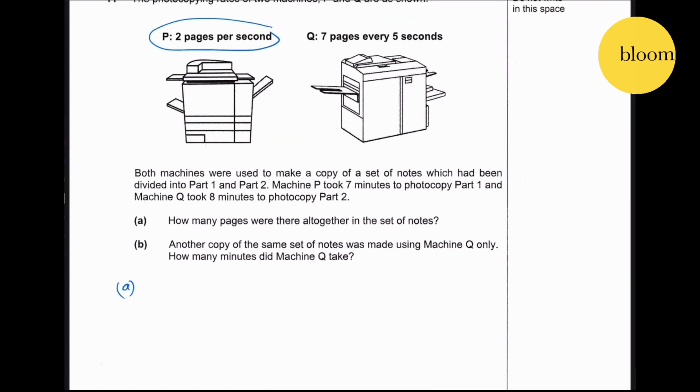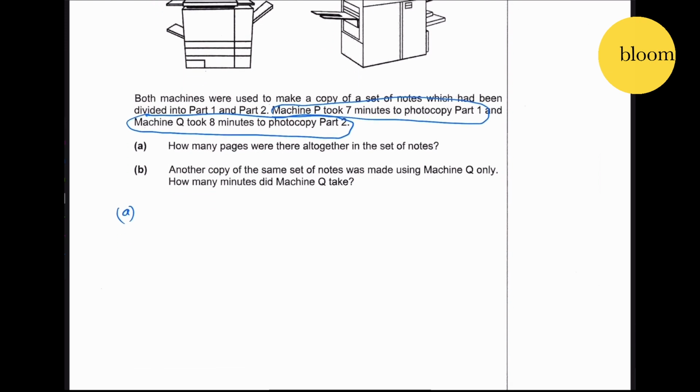Let's see, we have P, 2 pages per second. Q, 7 pages every 5 seconds. P took 7 minutes for part 1. Q took 8 minutes for part 2. So each machine took one of the parts. Machine P, 2 pages per second. It took 7 minutes, which means 7 times 60 seconds, 420 seconds. Therefore, part 1 equals 420 seconds times 2 pages equals 840 pages.